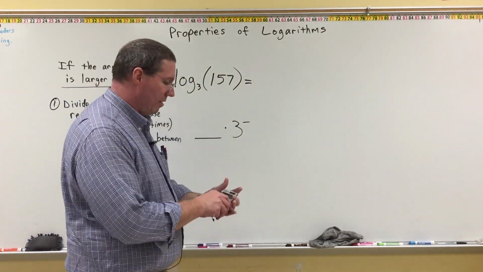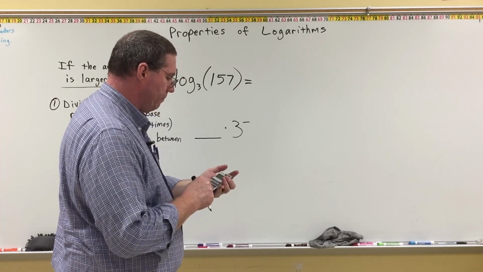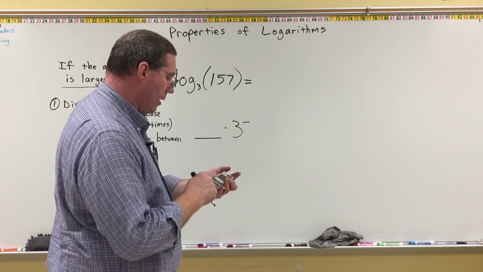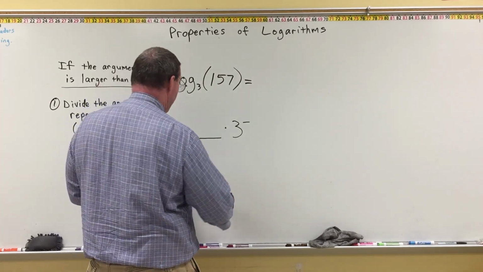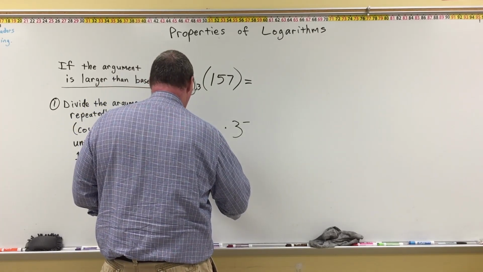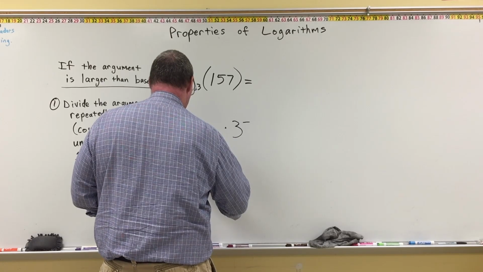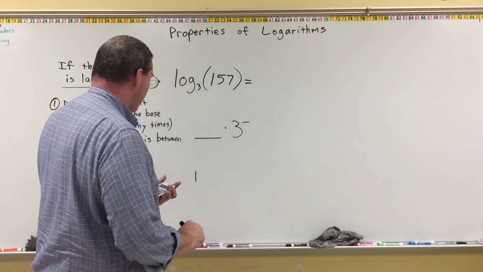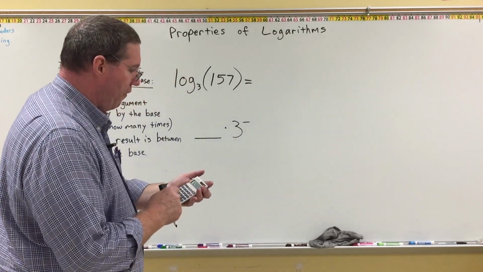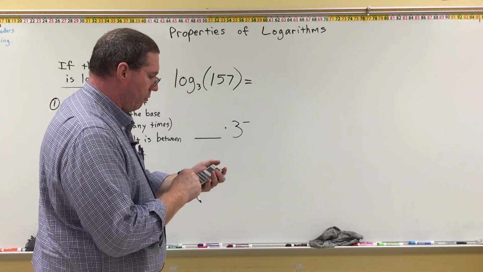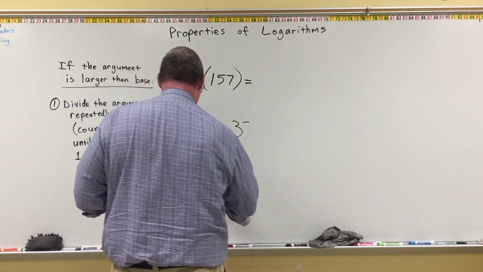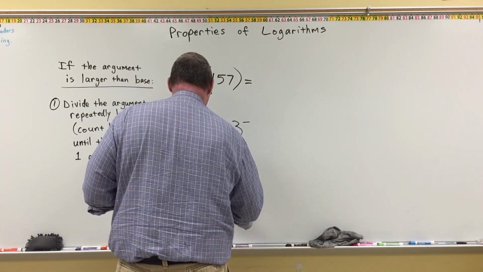And we've got to count how many times we're going to do it. So we're going to take 157 and divide by 3, and we get 52.33. So we've got to do it again. Let's count them up here. We did it once, okay? So now we have 52.33. Well, that's not less than 3. So we're going to divide by 3 again, and we get 17, okay? So now that's 2 times.